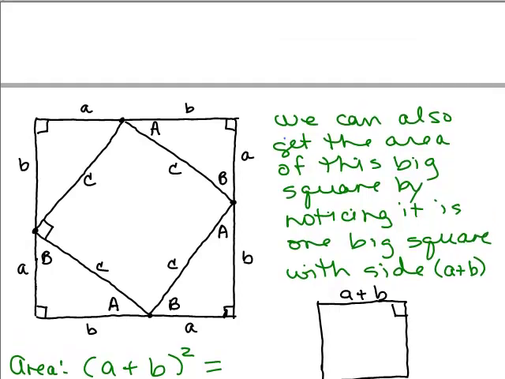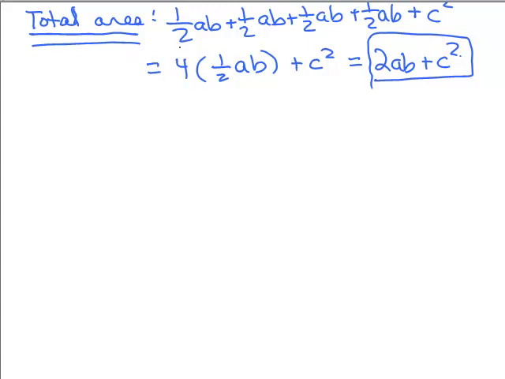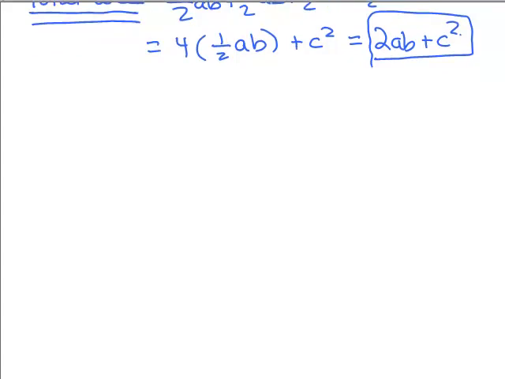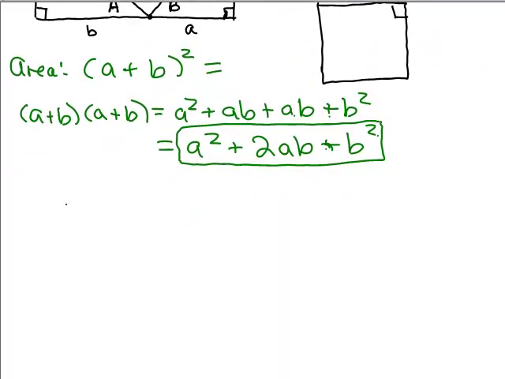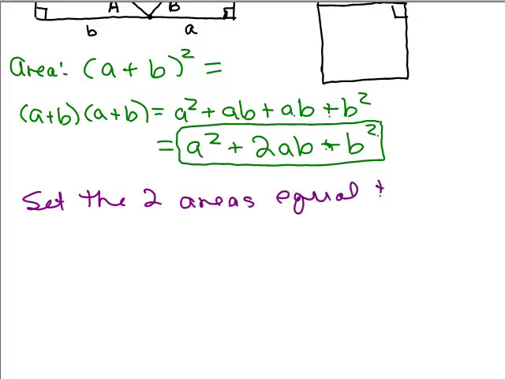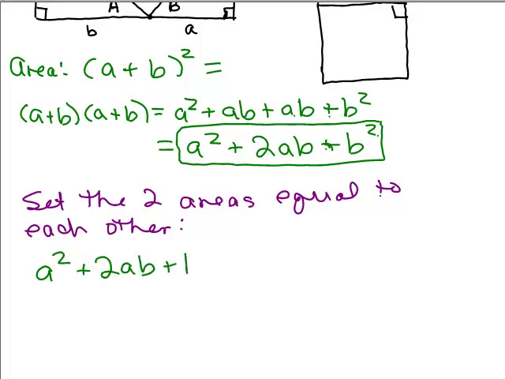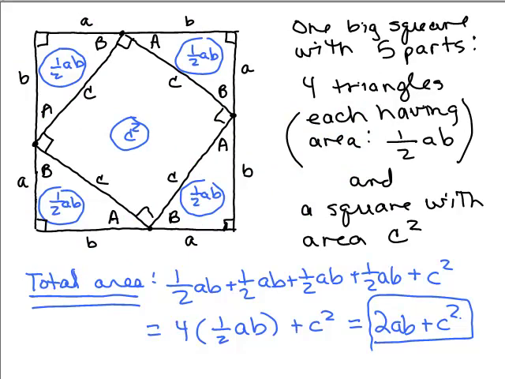And then, looking back up, what did we do before? We came up by adding the 5 pieces with 2ab plus c squared. So those have to be the same. So I've got 2ab plus c squared, and I also have a squared plus 2ab plus b squared. So we set those equal. So set the two areas equal to each other. All right, so one way is thinking of it as a squared plus 2ab plus b squared, right? And the other one, again, is 2ab plus c squared.